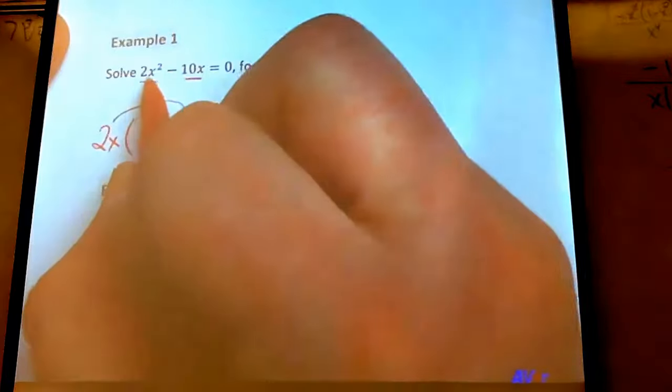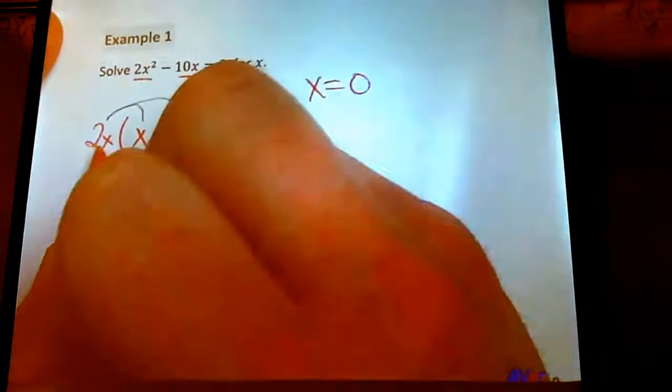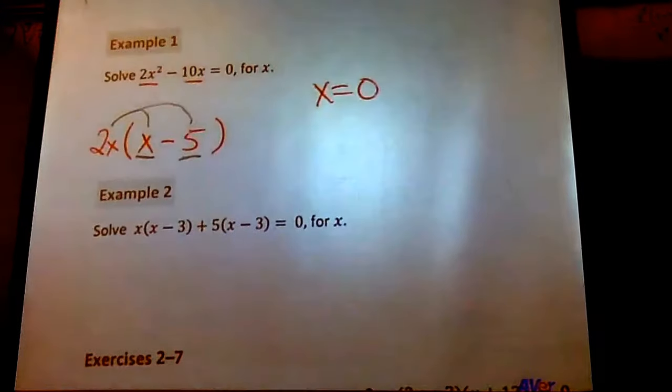All we did, I never get mad. We looked at what they had in common, wrote that down, and then tried to figure out 2x times what gives me this. Yeah. We'll do another one of those in a minute.